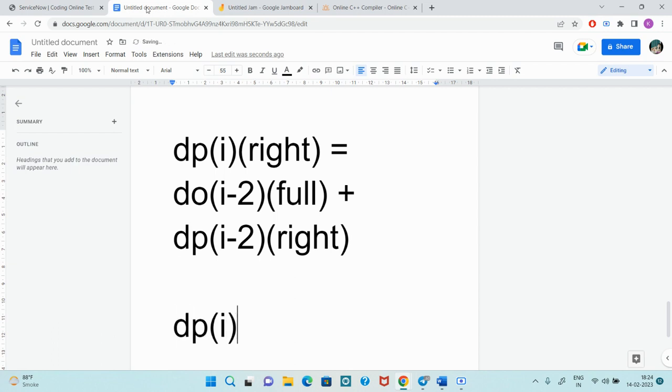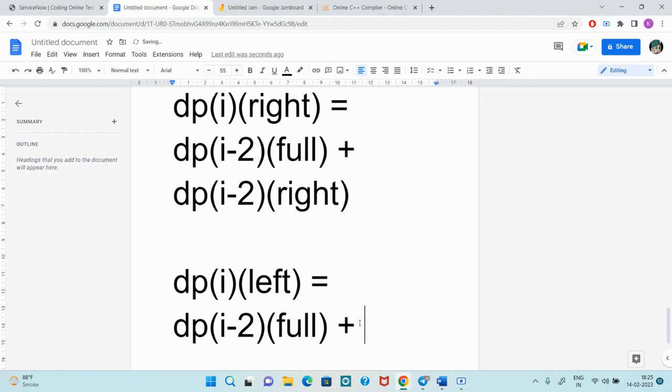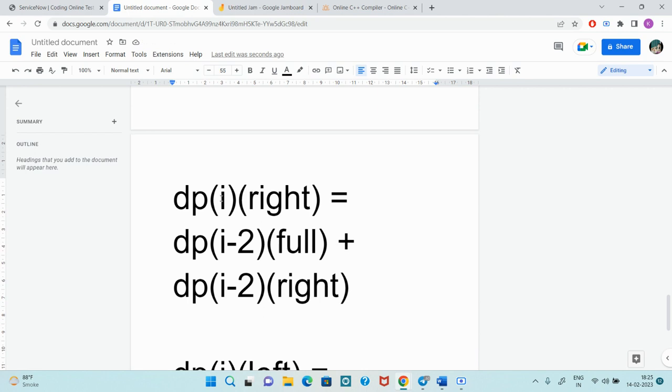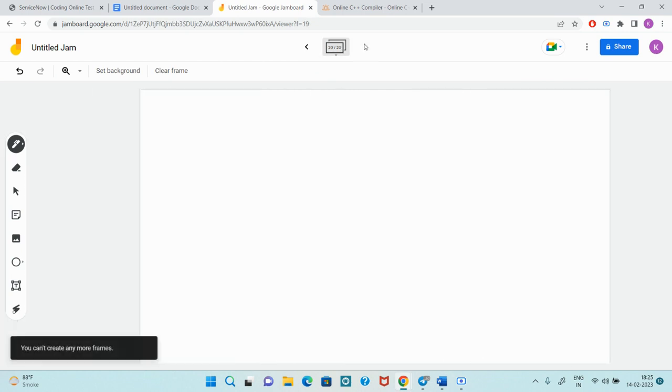So dp of I left equals dp of I minus 2 full plus dp of I minus 2 left. dp of I left is nothing but dp of I minus 2 full, dp of I minus 2 left. dp of I right is nothing but dp of I minus 2 full, dp of I minus 2 right. Let me explain this for one last time and then let's get back to coding.